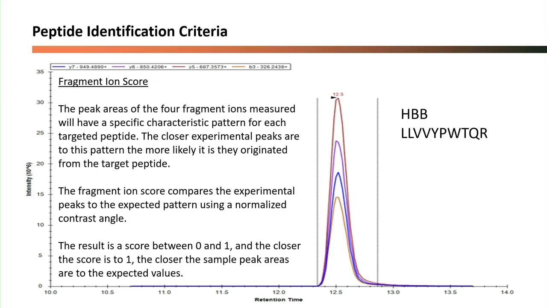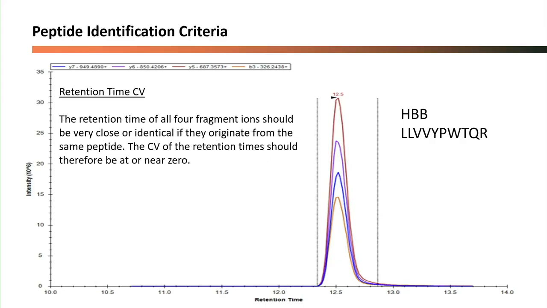So for hemoglobin, this particular peptide, if the peaks don't come off in that order and in those peak areas in relationship to each other, the fragment ion score is going to be very bad. We're going to say that peptide's not there. But if it is there, it's going to look exactly like that, and the score is going to reflect that.